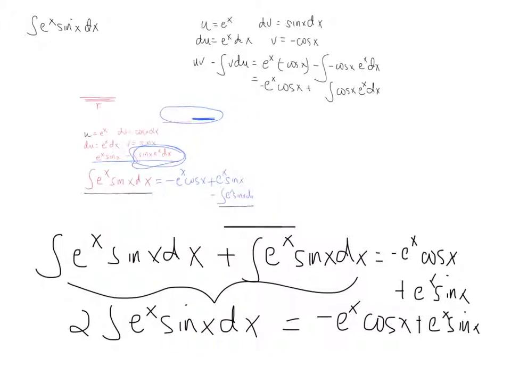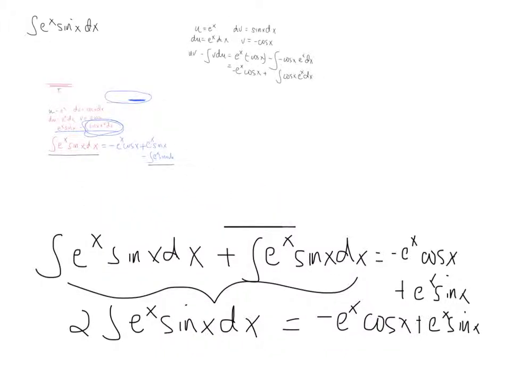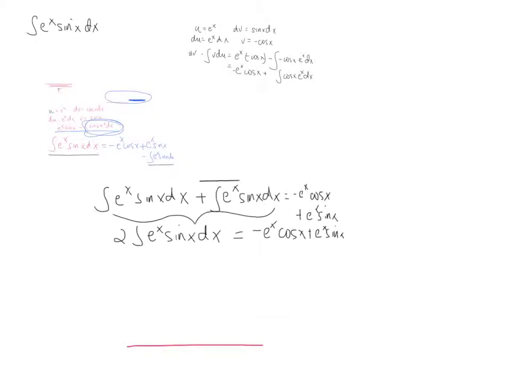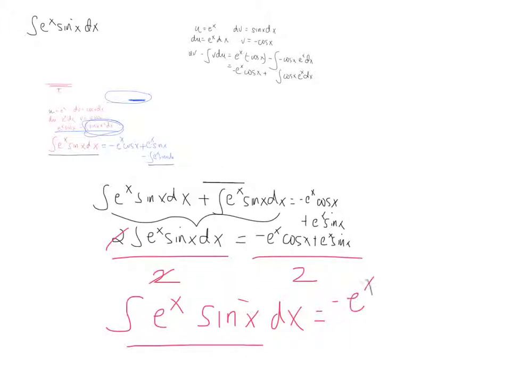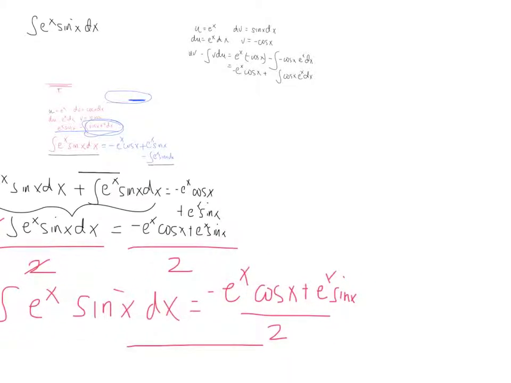So to end the solution, since what we want is just the integral of e to the x sine x, all we have to do is divide this by 2. By dividing by 2, we obtain the integral of e to the x sine x dx, which is just negative e to the x cosine x plus e to the x sine x, all over 2. And then just add the plus c.